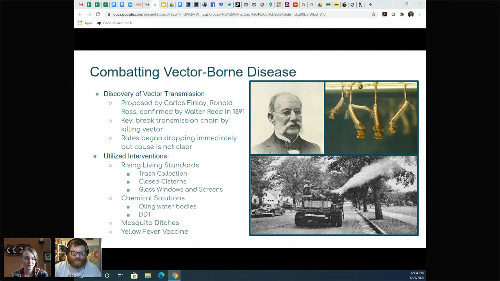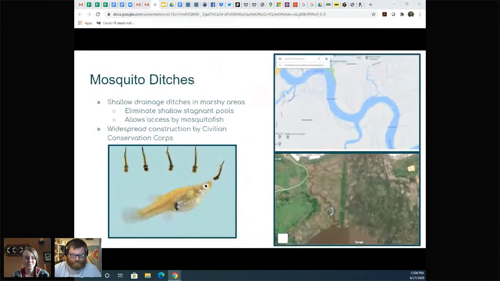And of course, eventually they did discover a yellow fever vaccine, which is very effective. But the thing that is most interesting to us today is the mosquito ditches. These are shallow ditches in marshy areas that, instead of the water all collecting on top of the surface of the ground, now it'll drain down into this ditch. And what that does is it eliminates these shallow stagnant pools that don't have any fish in them. Once you've dug your ditch, you can actually buy mosquito fish, is what they're called, and there's one there.